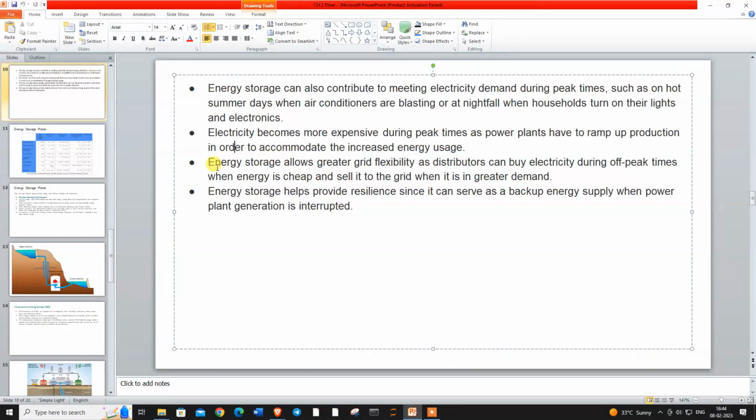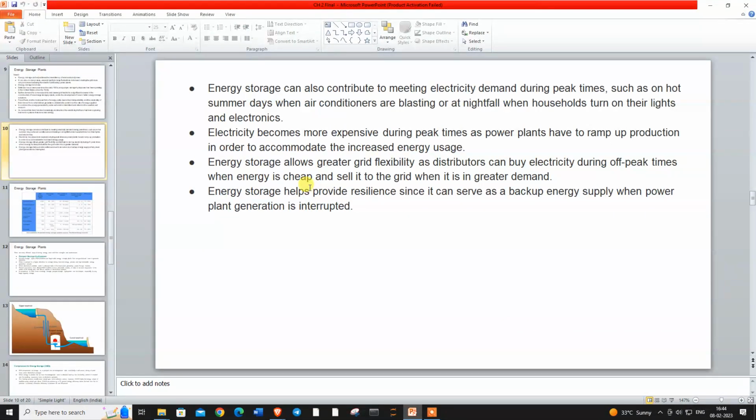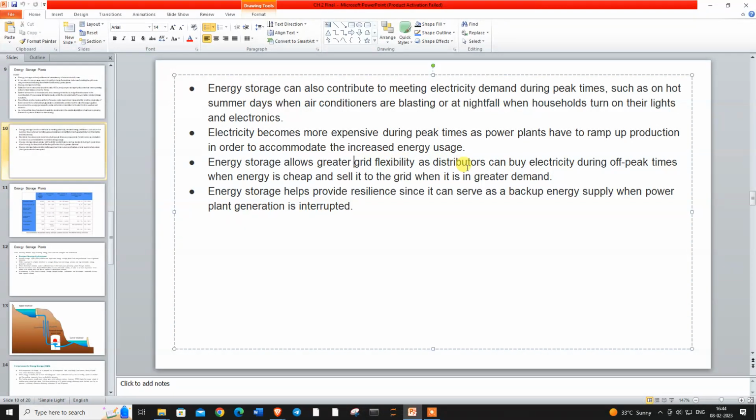Now in this case, the energy storage plants that we are going to use will allow greater grid flexibility, which means we can connect the energy storage plants to a particular grid which contains many different power plants, including renewable and non-renewable energy sources. Distributors, like MSEDCL, MSEB, etc., can buy electricity during off-peak times, when the demand is constant or low and the energy is quite cheaper, and sell it to the grid when it is in high demand. So energy storage plants can be useful for this concept.